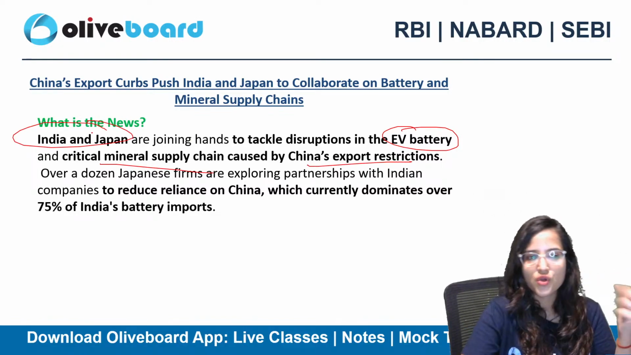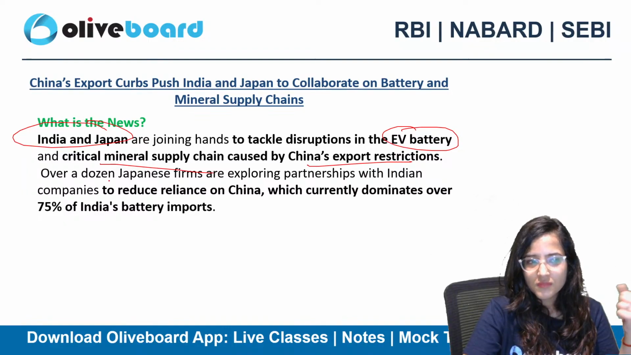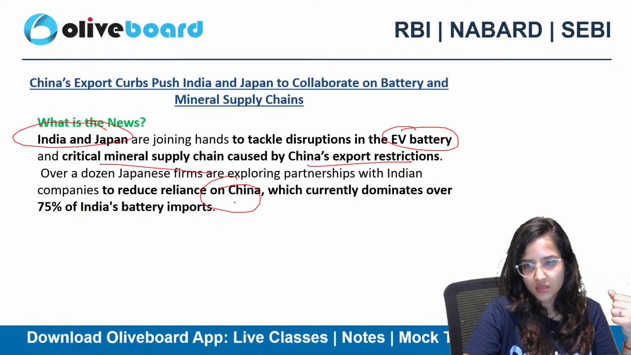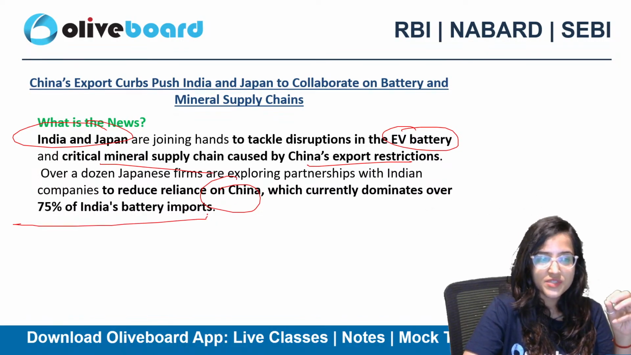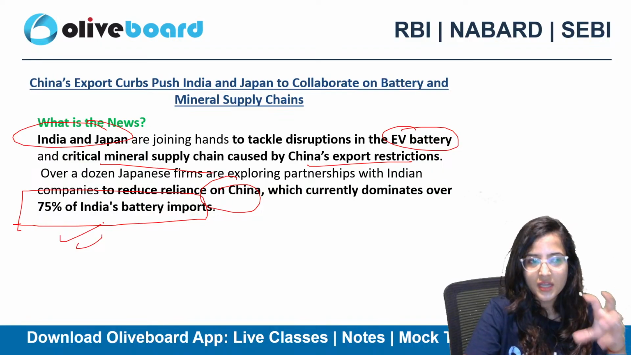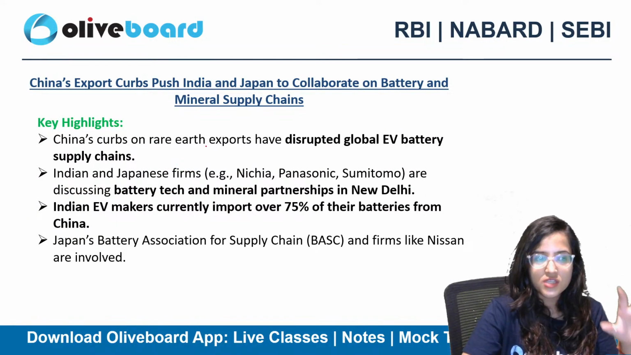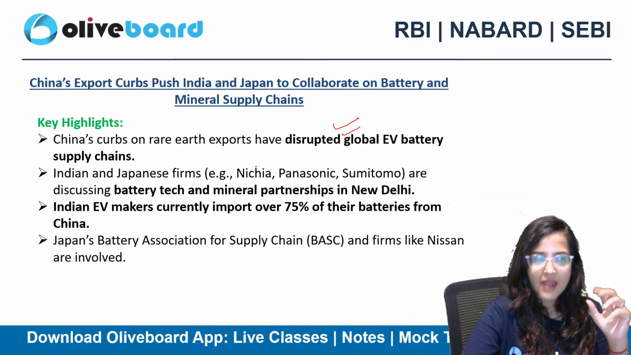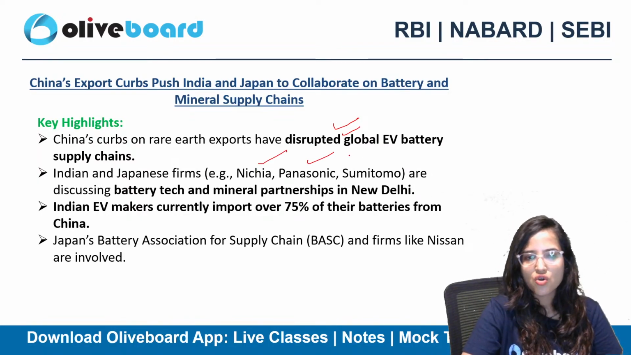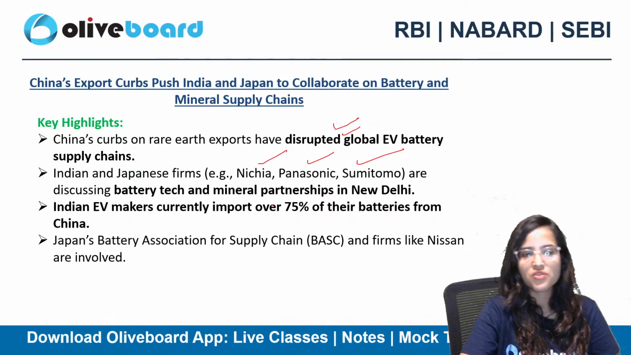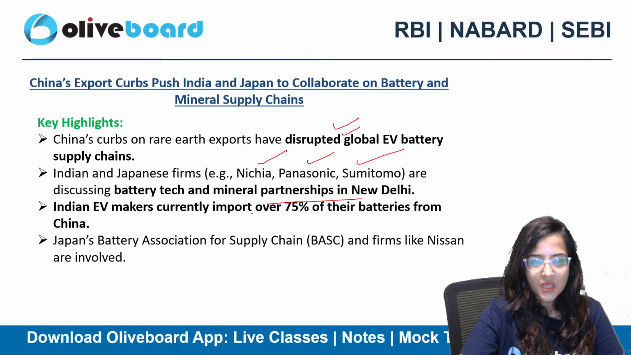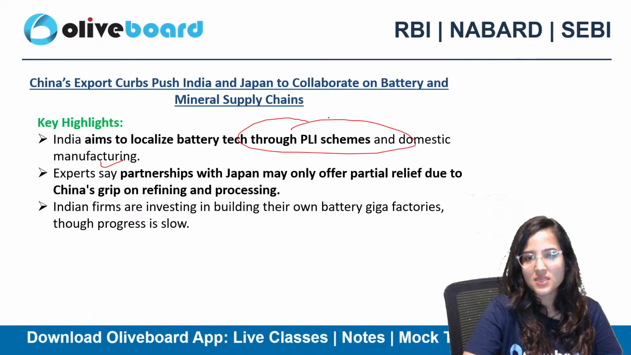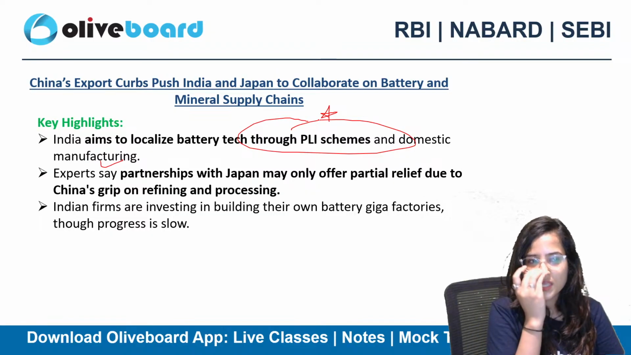So now India and Japan have joined hands. Okay. Now these Japanese firms are exploring partnerships with Indian companies to reduce reliance on China. And China currently dominates over 75% of India's battery imports, and that is why now India and Japan are coming together. Now, these curbs that have been put by China have disrupted the global EV battery supply chains. And Indian and Japanese firms, Nissan, Panasonic, Sumitomo, they are discussing battery tech and mineral partnerships in New Delhi. Okay, fine. India aims to localize battery technology through PLI schemes. So India will use PLI schemes to localize battery technology.